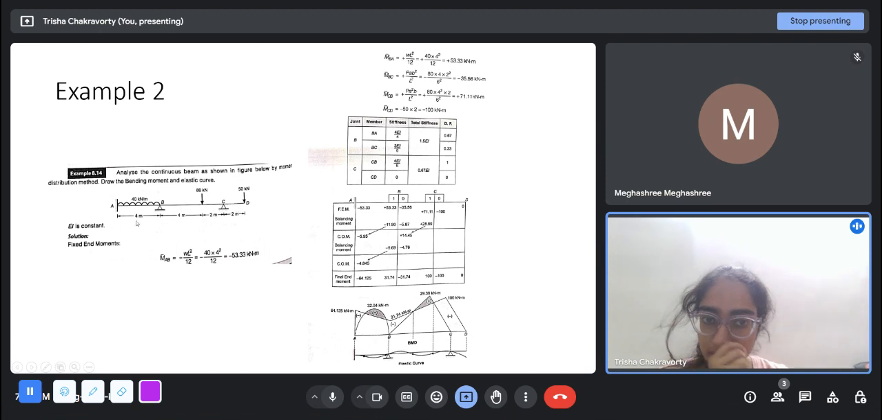One, two, three, four. Here we have to take four joints and three spans: AB, BC, and CD. And there are two joints we have to work with: B and C. Okay. So let us start the way we started.